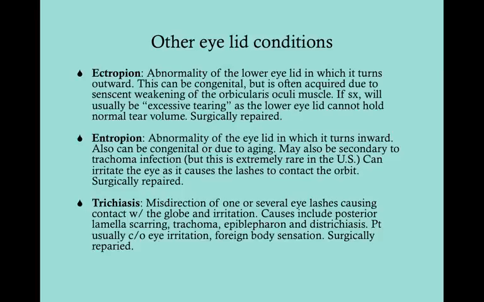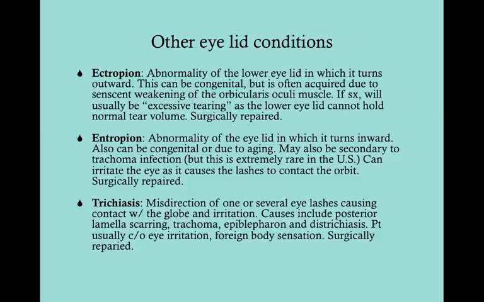Other eyelid conditions include ectropion. So this is an abnormality of the lower eyelid in which it turns outward. It can be congenital, so you see it in little kids. But most commonly it's acquired because of weakening of the orbicularis oculi muscle, and that weakens the shape of the eyelid, because not only is it the tarsal plate that gives the eyelid its shape, but it's also the tone of the muscle. And so just with normal aging and weakening of the orbicularis oculi muscle, you can get droopiness of the eyelid, and that's an ectropion, where it turns outward.